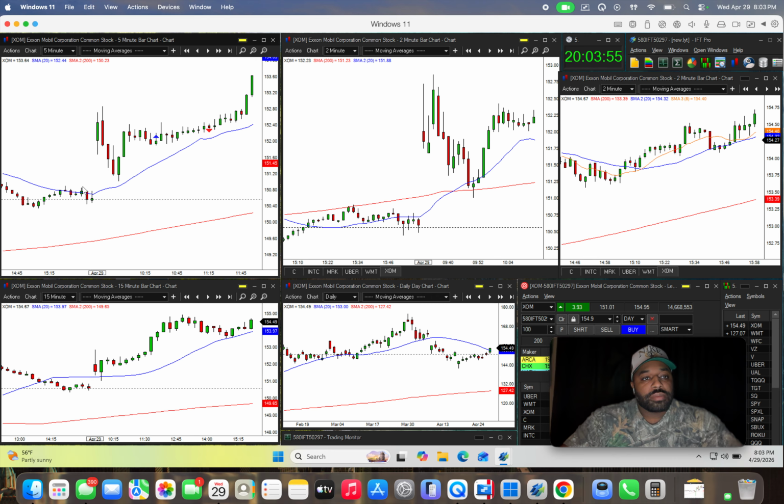So Exxon is kind of tricky. It's tricky because it's like, hey, these are close, right? So you know it's a tight state. Here's the Fab Four. These are tight, so that means a big move's going to happen. And when I say these, the 200 and the 20. And here's the Fab Four.